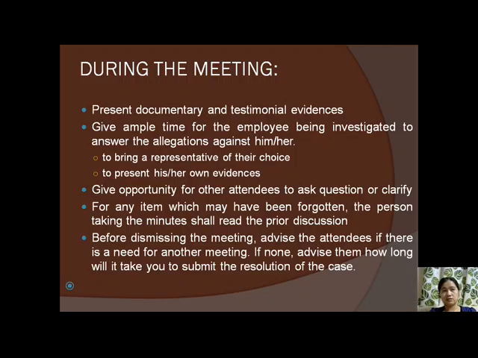So that's how you do the administrative hearing or conference. Okay? So again, you only need to do the administrative hearing if there's no admission of guilt by the employee with his explanation letter in response to the notice to explain. Okay.